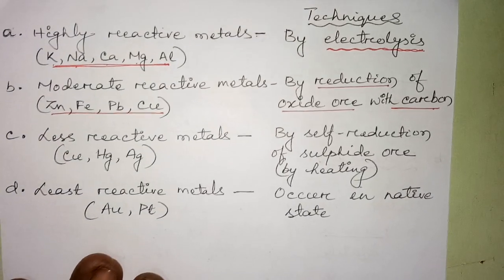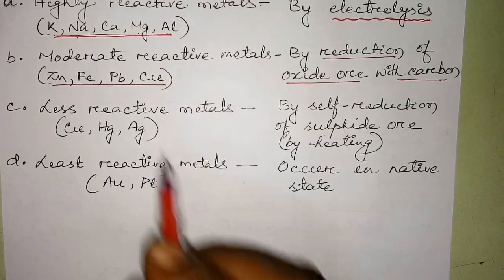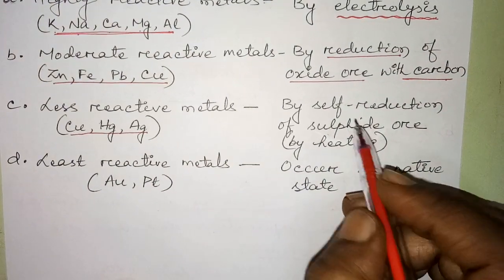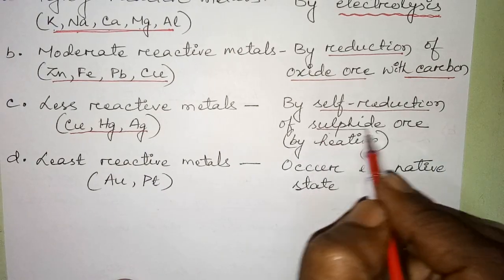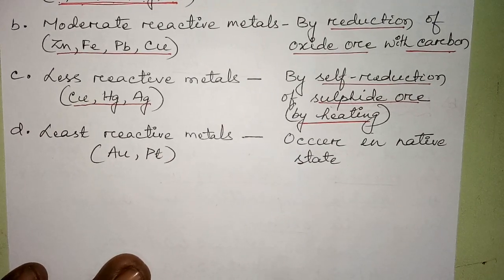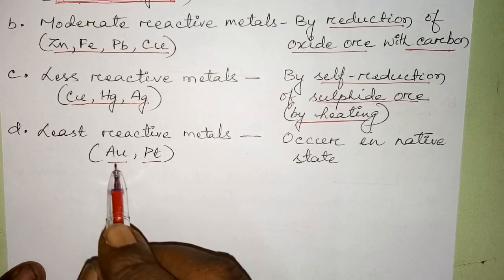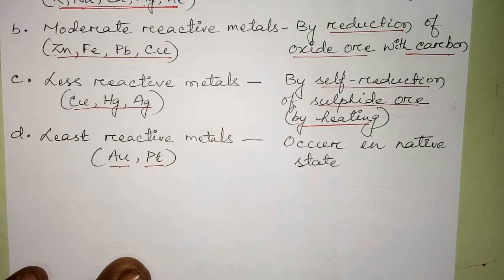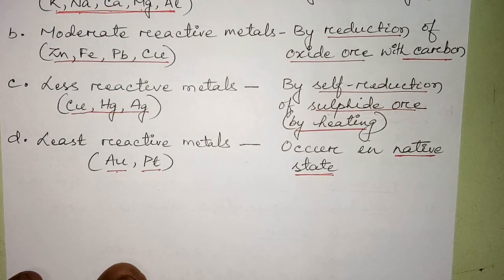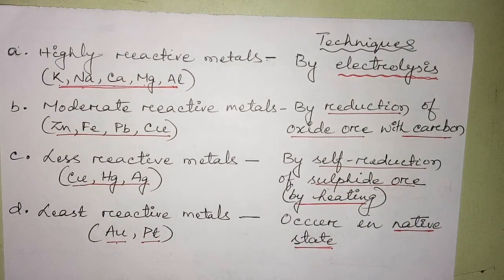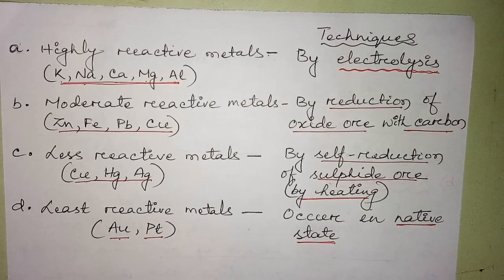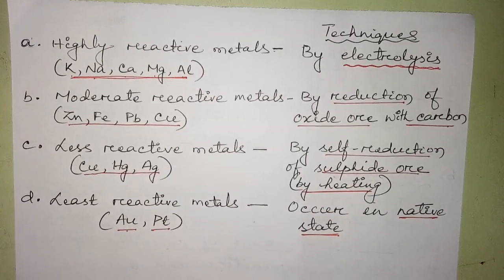Then the next category is the less reactive metals, that is copper, silver and mercury. What is the method of extraction? The self reduction of sulfide ores by heating. Understood? Then the last category is the least reactive, that is Au and Pt, gold and platinum, which are native ores. They always occur in a native, free state. So these are the categories we will discuss in the next class, about how reduction takes place for extracting the metals from the oxide ores.